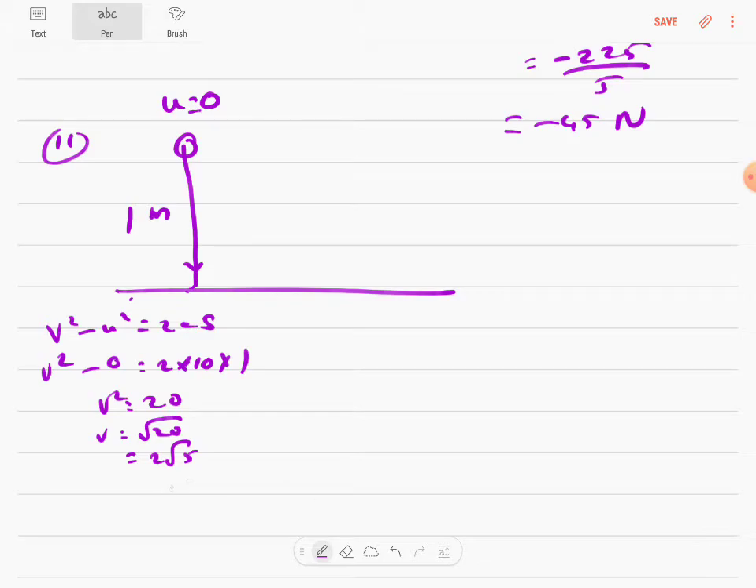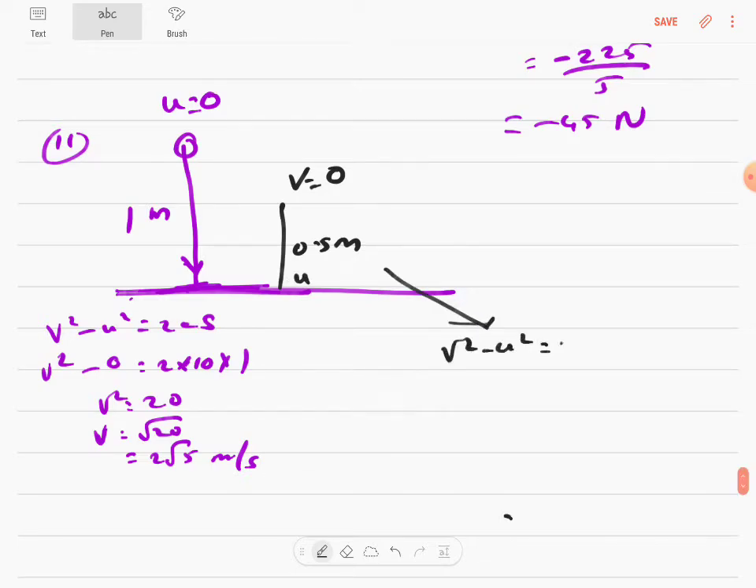But v at least is better than that, so we found the v. That, imagine, is the velocity with which it's going to hit the floor. Then the ball is going to rebound. According to the question, it's going to rebound to a height of 0.5 meter, which means the final velocity will become 0, and you can find the initial velocity immediately using the formula v square minus u square is equal to 2as.